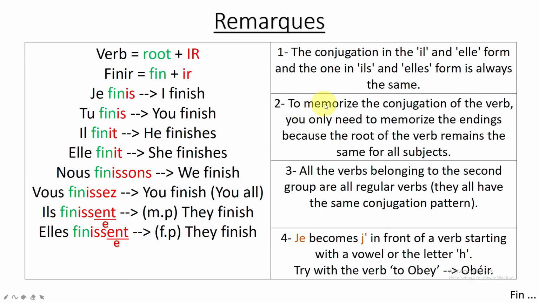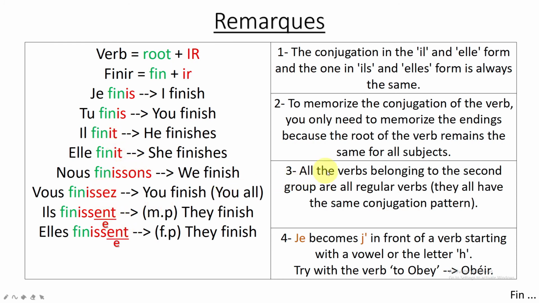Second point, to memorize the conjugation of the verb, you only need to memorize the endings because the root of the verb remains the same for all subjects. Okay, so here we said we'll divide the verb into two parts, so the root and the ending. Okay, and that root, which is also called the fixed part, will be written for all subjects. So in another way, I don't need to memorize the root. I just need to remove the IR to get the root of the verb. Now, what I need to remember are the endings. Okay, so please, you need to take some time and go through the endings.